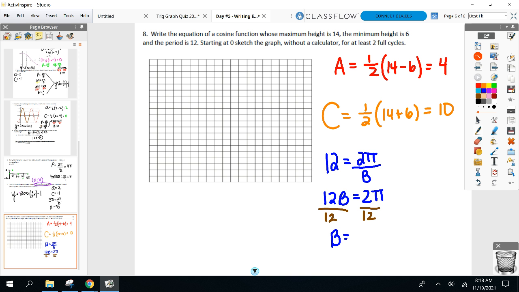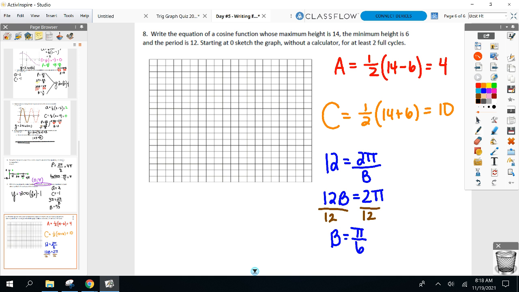How about 4 and 10 for your A and C values? B value? Are you dividing both sides by 12? You could leave it 2 pi over 12. I'm all right with that, but the B value would be what? Pi over 6, if you want to reduce it. But I'm not going to mark it off if you leave it 2 pi over 12 and don't reduce.